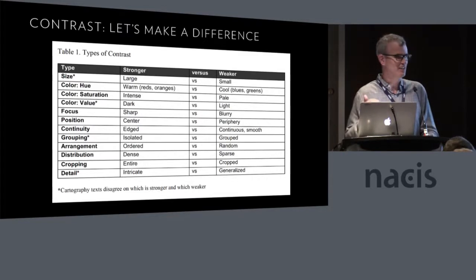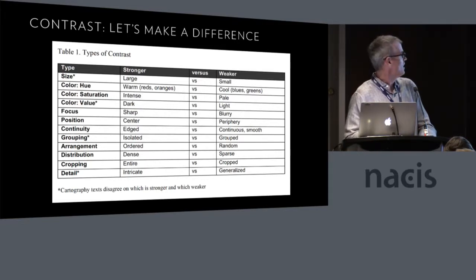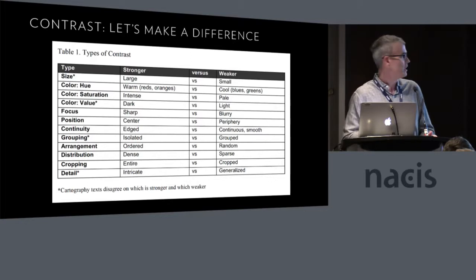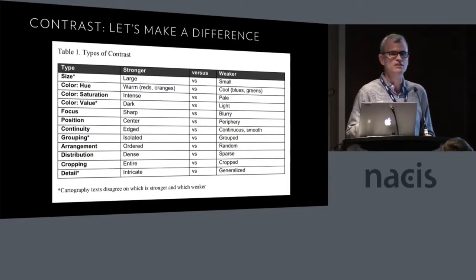I'm not going to go into all of them, as Bill said. You can get these lists; it's going to be in the body of knowledge. We're talking hue, saturation, value, a lot of the visual variables you're familiar with. I've put an asterisk on a couple of these, like size, grouping, and detail, because there's actually disagreement among the cartographic texts over which one's stronger.